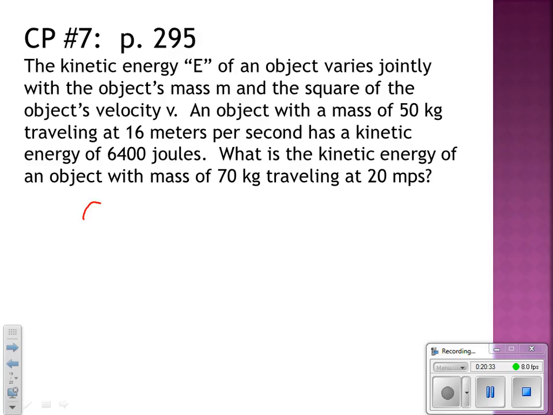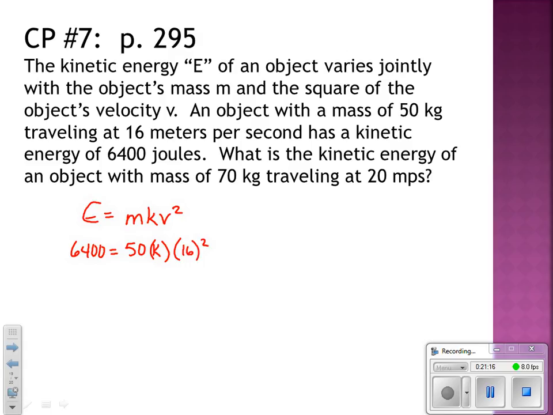All right, so my model. Energy is, okay, so it varies jointly with the object's mass. Obviously, that's the m I chose. And then the square of the object's velocity is where the v squared comes from. So energy equals mkv squared. K still is that constant of variation. Fill in what we know. We know we have 6,400 joules. That first object had a mass of 50. We do not know K, and it had a velocity of 16 meters per second.